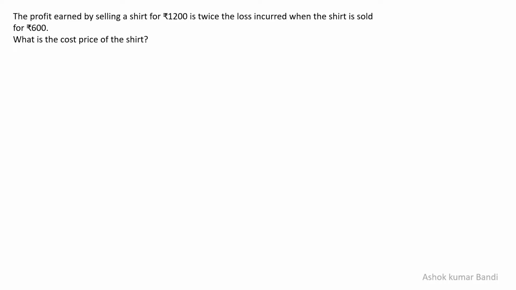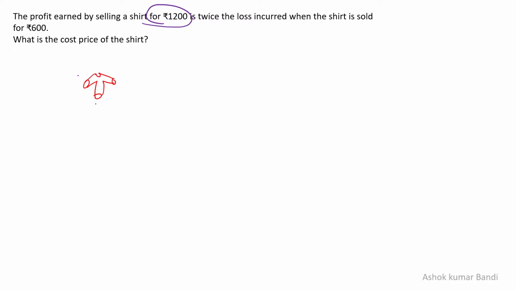So let us see what was given there. The profit earned on a shirt when selling it for 1200 is twice the loss incurred when the shirt is sold for 600. So see, he is having a shirt.